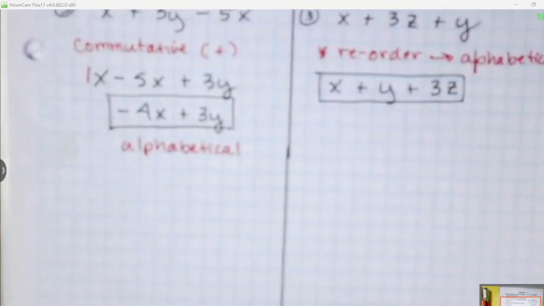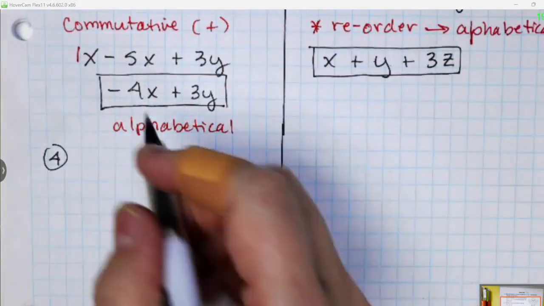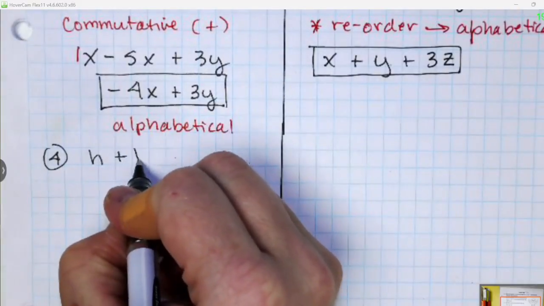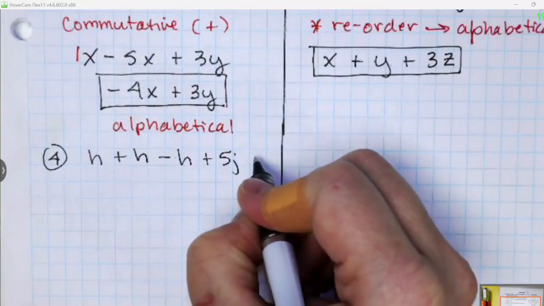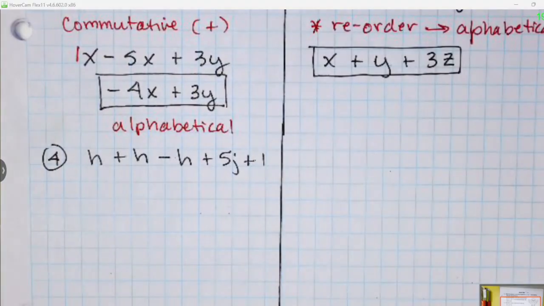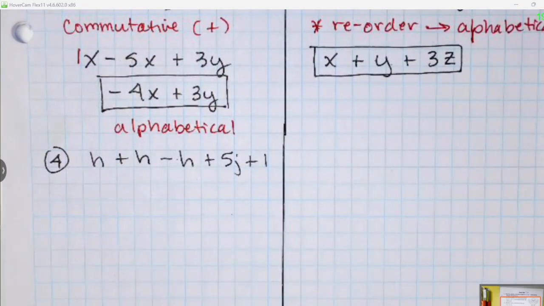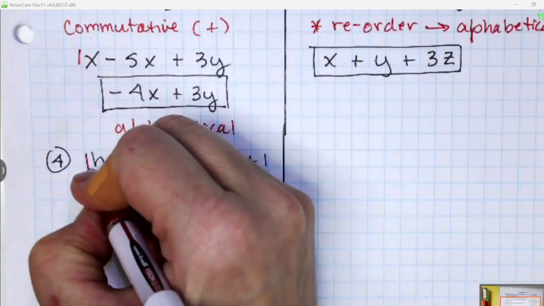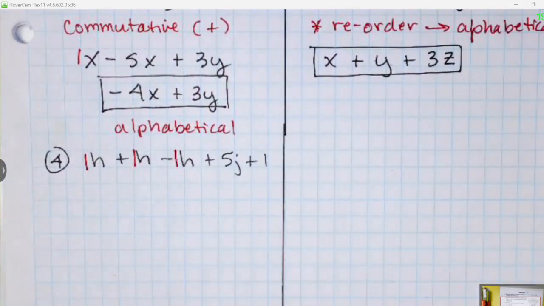All right, last one. Number 4. h plus h minus h plus 5j plus 1. Well, this is already in the right order, h, i, j, k, right? And the number term always goes last. So remember, if there's no number, it's a 1. So that's a 1, that's a 1, that's a negative 1.